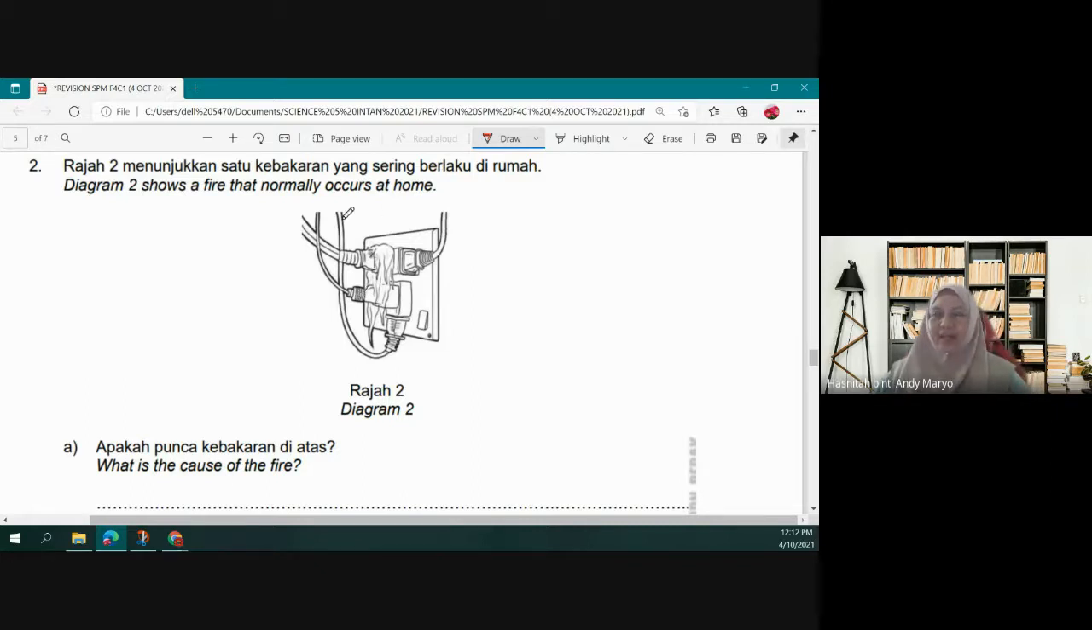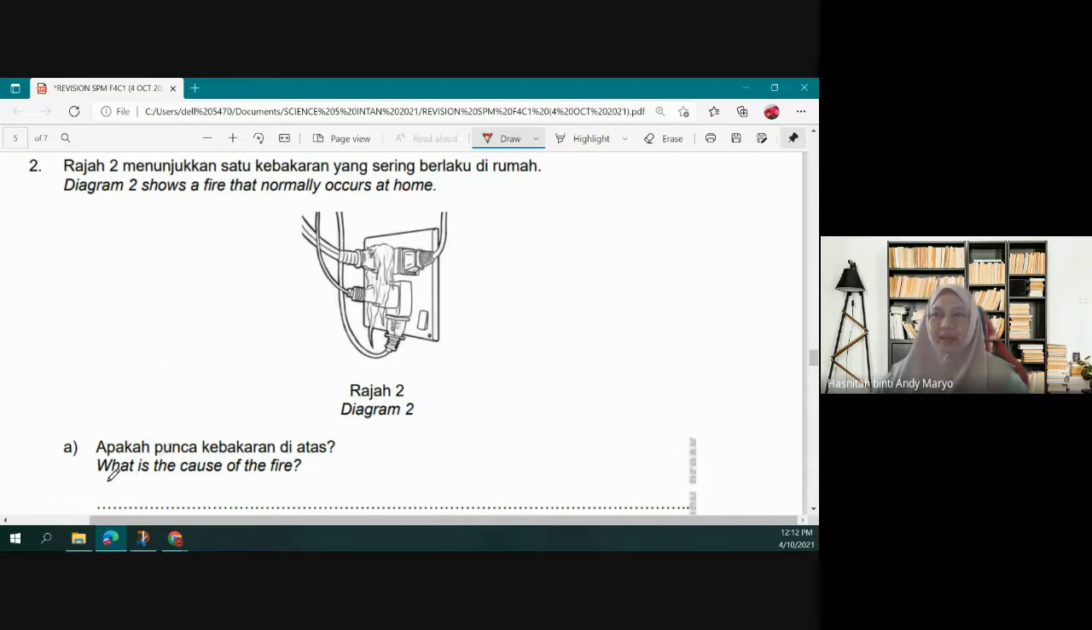Ini semua peralatan apa ni? Cable TV, radio, handphone, aircon, fan, and so on. What do we call this thing as? Anyone? Girls, you're so silent today. Yeah, how many people can respond to this question? What type of cause of the fire? Apa yang menyebabkan? Apa punca kebakaran?